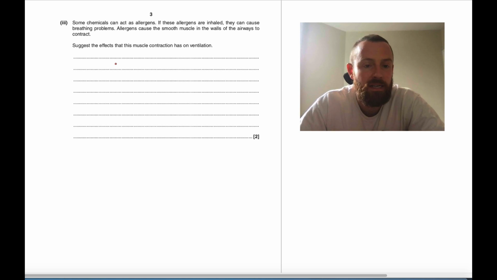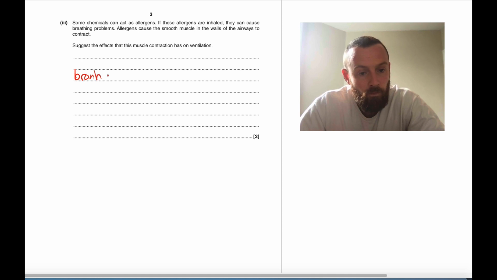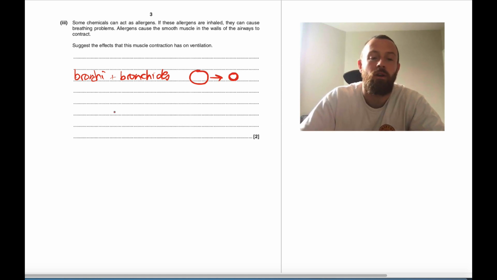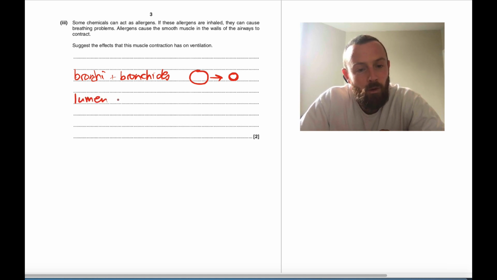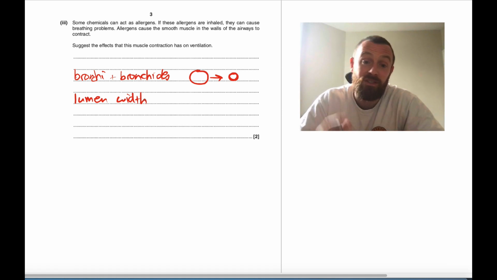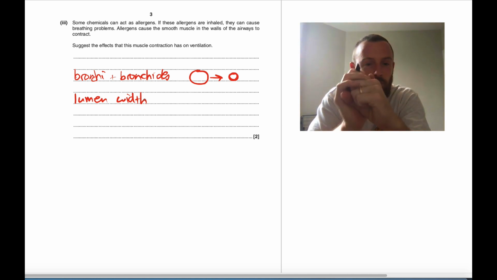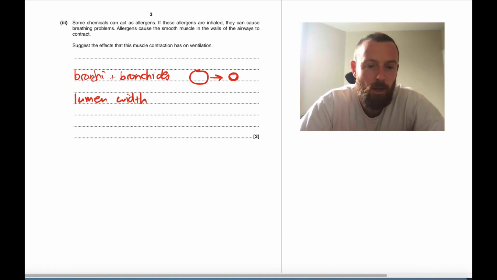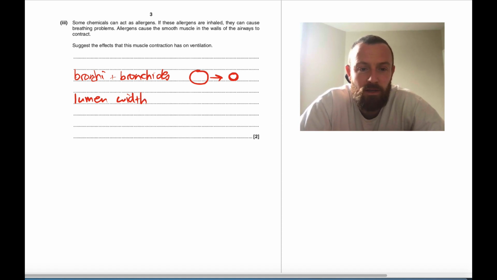Okay, so what do we need to talk about here? Well, we need to talk about the bronchi and bronchioles. These are the things that contain the smooth muscle. And the smooth muscle will take a wide lumen and constrict it down to a narrower lumen. So we need to talk about the lumen width and the fact that it's going to get narrower. And then we probably want to talk about the resistance to airflow. So with a smaller diameter, with a smaller lumen, we're going to have a higher resistance to airflow, which is going to make ventilation more difficult. Okay? Let's see how the mark scheme deals with this question.